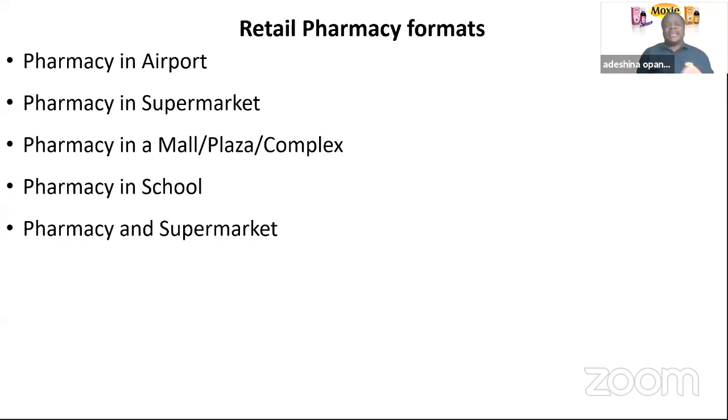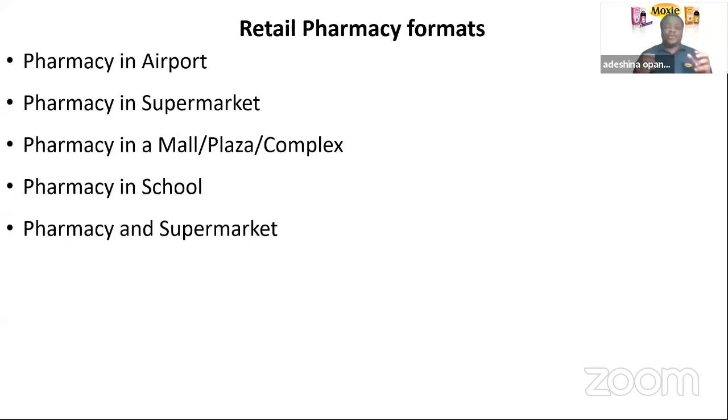Initially I said pharmacy in supermarket. Now I'm talking about pharmacy and supermarket. And so you're looking at a business like Net Pharmacy. A Net Pharmacy, for instance, in Lagos and in a few other places where they have standalone branches, they have a heavy supermarket presence in their businesses. And a whole lot of pharmacies also run that model. And that's because you expect that people, apart from picking their drugs, are also picking convenience goods.